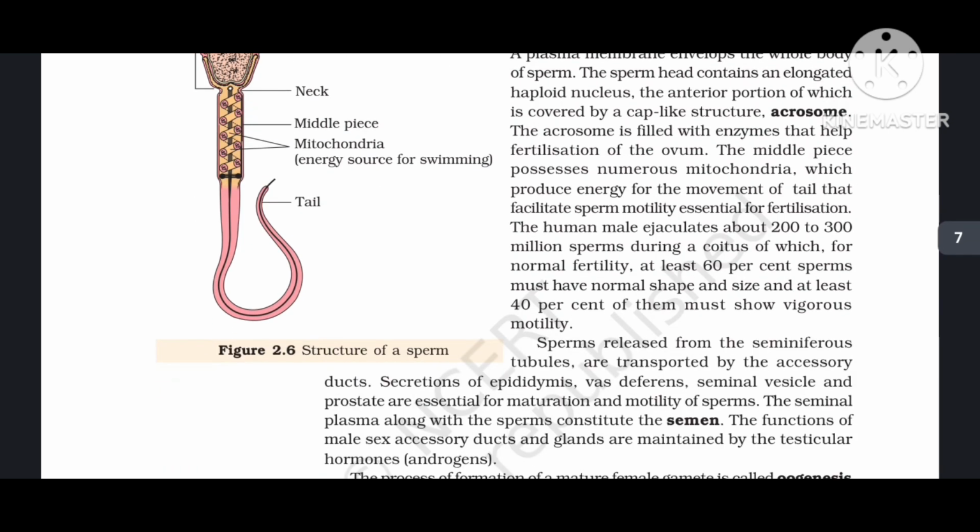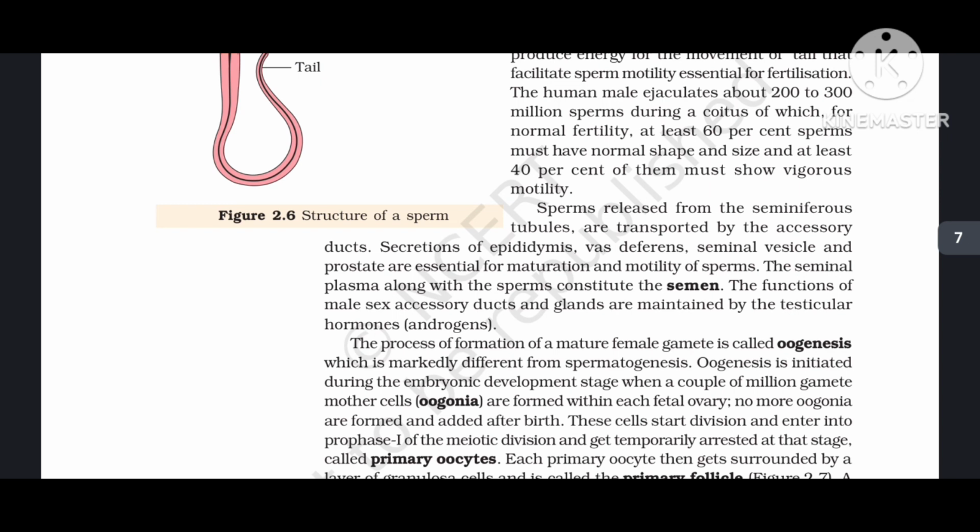The human male ejaculates about 200 to 300 million sperms during a coitus, of which for normal fertility at least 60% sperms must have normal shape and size and at least 40% of them must show vigorous motility. Sperms released from the seminiferous tubules are transported by the accessory ducts. Secretions of epididymis, vas deferens, seminal vesicle and prostate are essential for maturation and motility of sperms. The seminal plasma along with the sperms constitute the semen. The functions of male sex accessory ducts and glands are maintained by the testicular hormones, androgens.